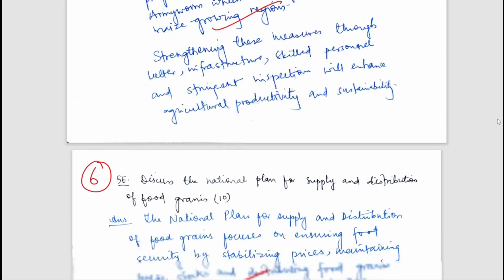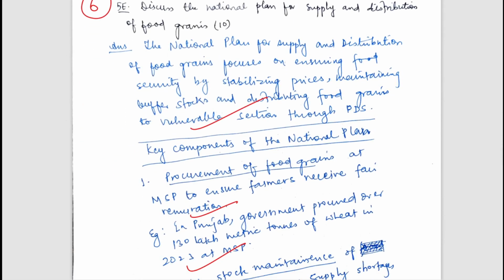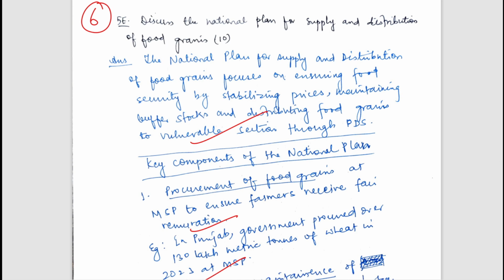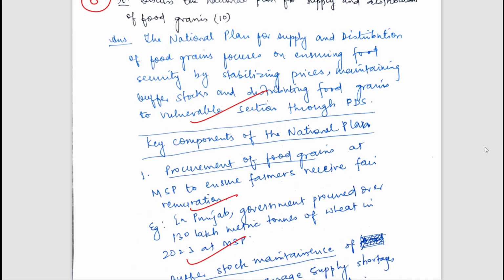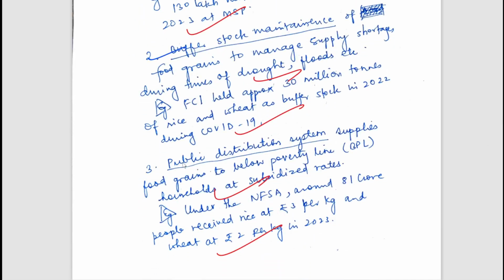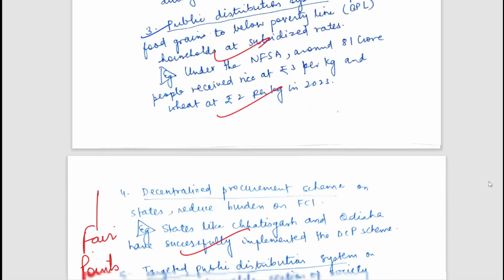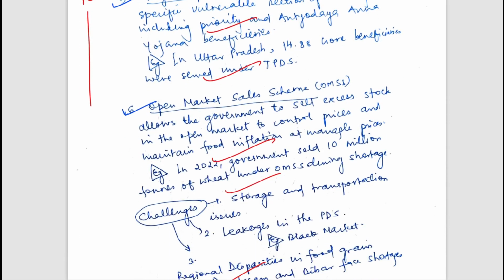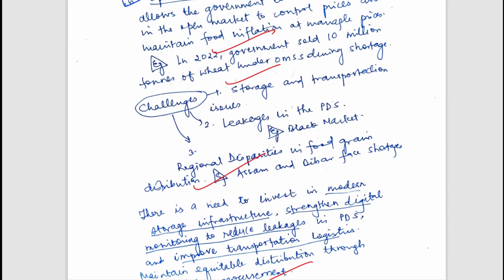Now let's move to the next question. The next question is, discuss the national plan for supply and distribution of food grains. So what are the key components of the national plan? We have to procure food grains at MSP, buffer stock maintenance should be done properly, public distribution supplies should be maintained properly, the decentralized procurement scheme should be implemented properly, the targeted public distribution system, that is TPDS, and the open market sales scheme. Well-written points, you can simply pause and read it. Challenges have also been mentioned and well concluded.